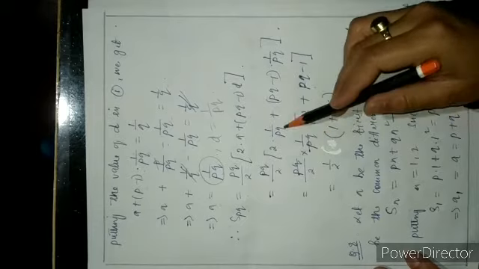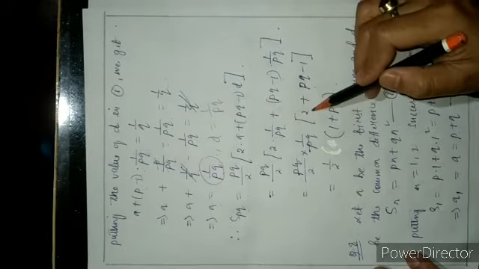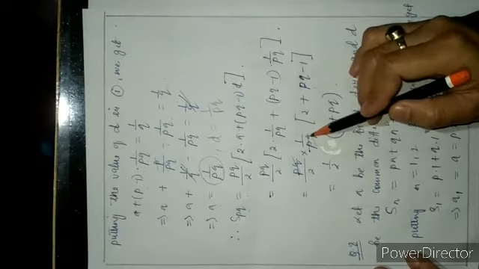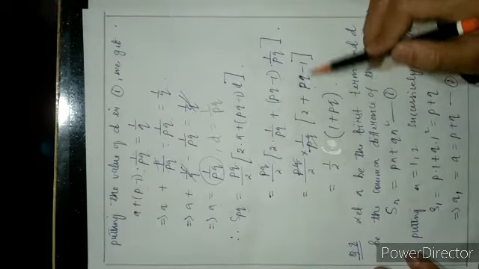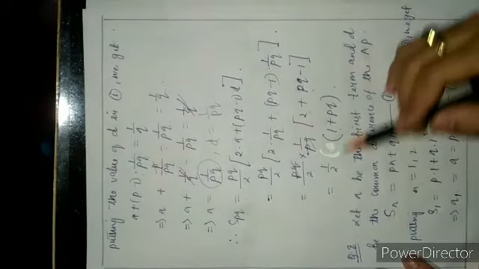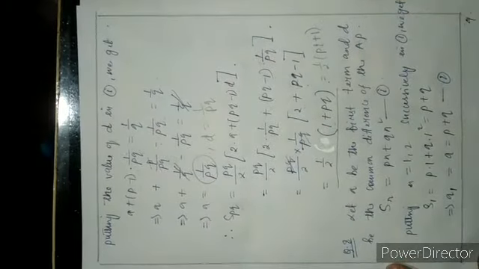Taking 1 by PQ common from these two terms, we have 2 plus P plus Q minus 1. PQ cancels, giving 1 by 2. 2 minus 1 leaves 1, and we get PQ plus 1. So the sum of the first PQ terms, rewritten, is 1 by 2 times PQ plus 1.